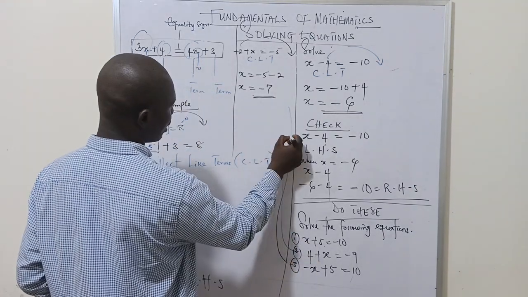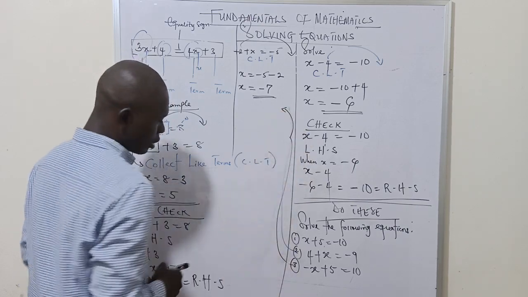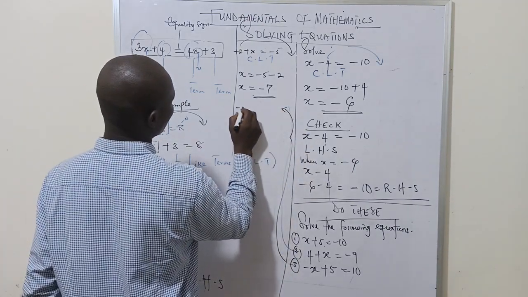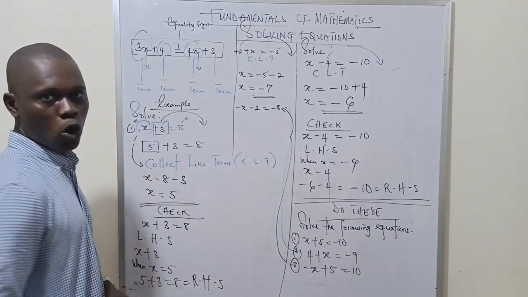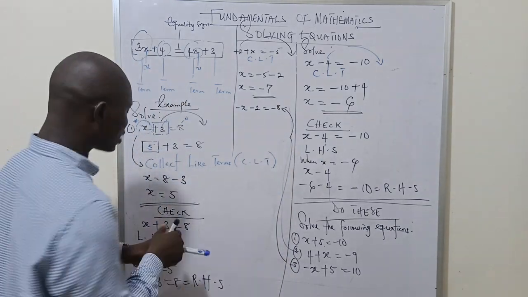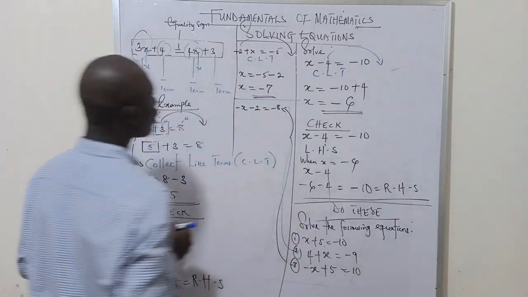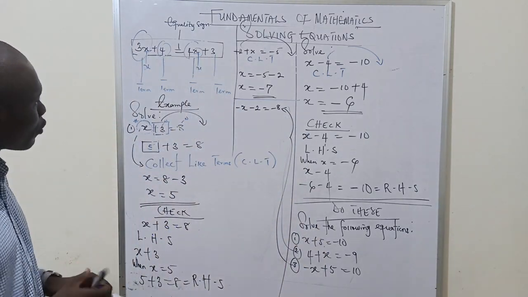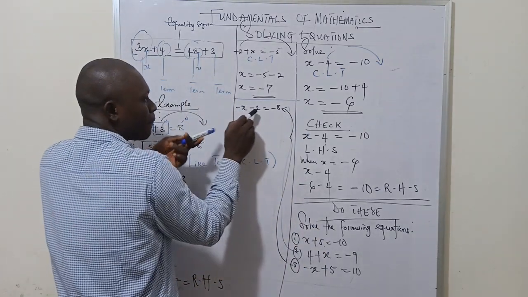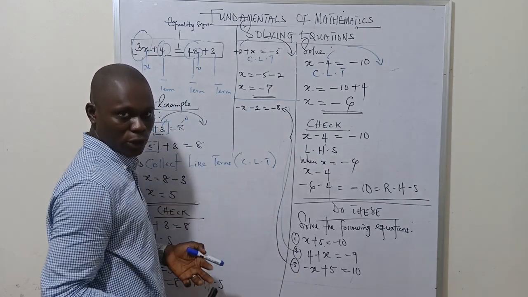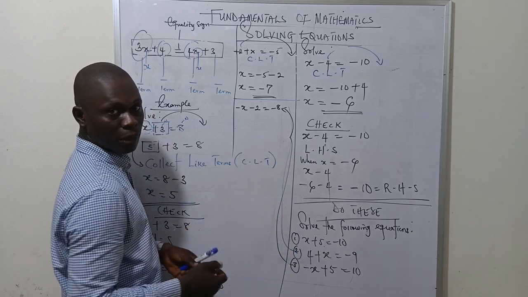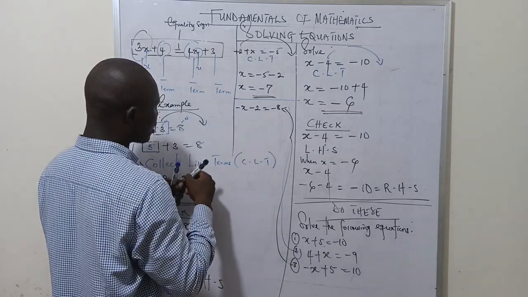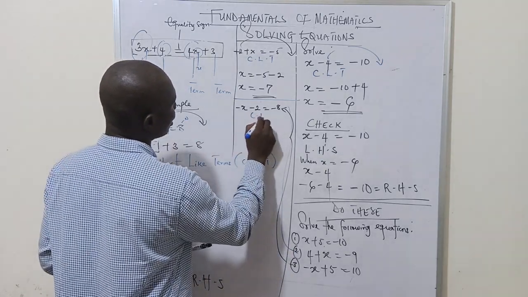Now, let's see an example related to this. We have minus x minus 2 equals minus 8. Also very simple. Please pay attention so that we can also get this. Now minus x minus 2 here is not possible. You cannot subtract these two numbers because they don't belong to the same family. So what we need to do at this point is collect like terms, CLT.